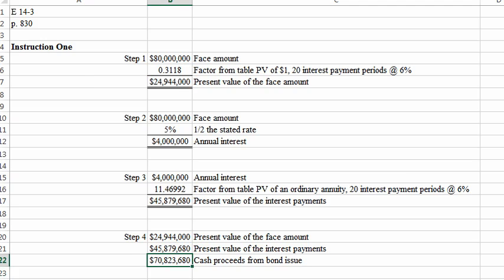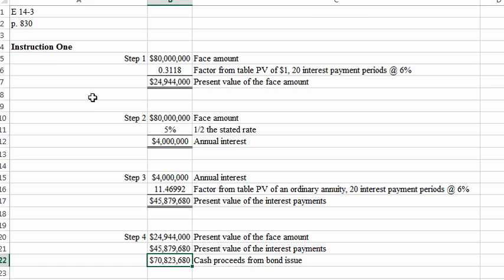$70,823,680 is how much Bradford will receive on January 1st, 2016, when they issue these 10-year, $80 million bonds. So they're not going to receive $80 million. They're only going to receive up front $70,823,680. So these bonds are going to be issued at a discount. The amount of the discount will be the difference in the face amount and the cash proceeds.